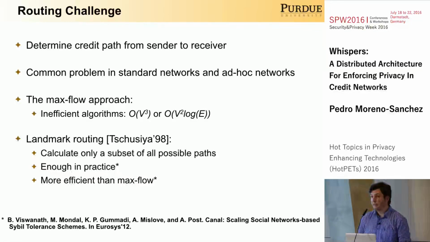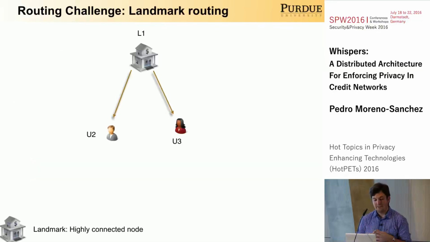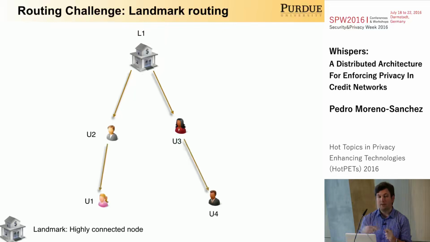Let me show you now an example of how this landmark routing works. The idea is that we can have landmarks, which are highly connected nodes in the network. If we transport this to a current banking system, the banks would be the ones that play the role of the landmark. The rest of the users connect to the network via other users in the system. Now we can run a decentralized breadth-first search, starting with the landmark as the root.